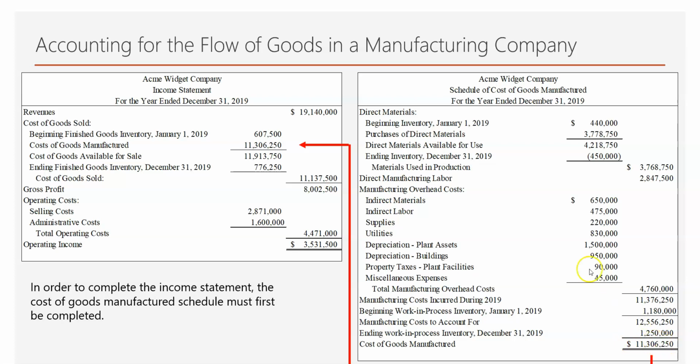11,306,250. So the schedule of cost of goods is just a way to compute your cost of goods manufactured. So then that way, on the income statement, you can compute your cost of goods sold, and that way you can actually go down the line and complete your income statement.